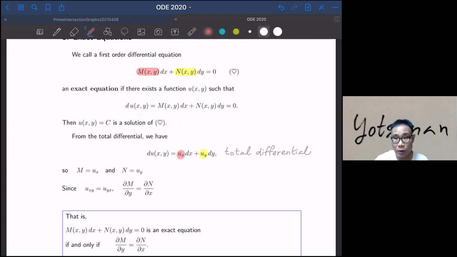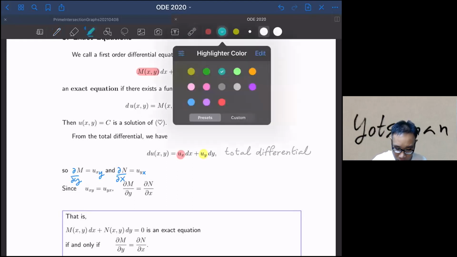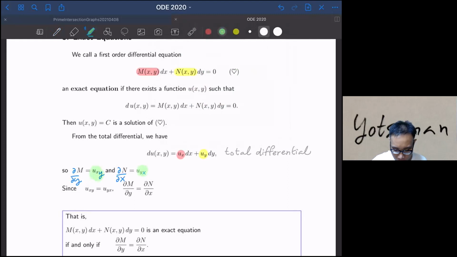Okay. The way that we're gonna test whether we're gonna be able to find u comes from the second order derivative. For the second order derivative, if you find the partial derivative of M with respect to y, okay, so if you compute the dy of M, you get u_xy. Okay, so this is the thing that we have learned in the partial derivative chapter. And if you have the dx of N, you just differentiate with respect to x. So you have the dy of M and the dx of N, and it will follow that you have u_xy and you have u_yx.